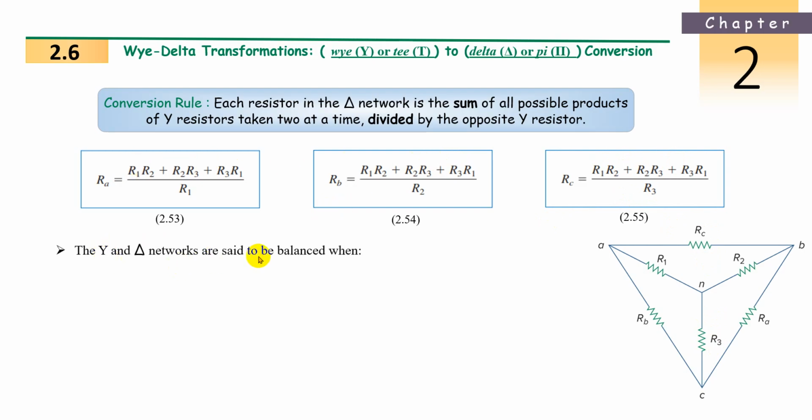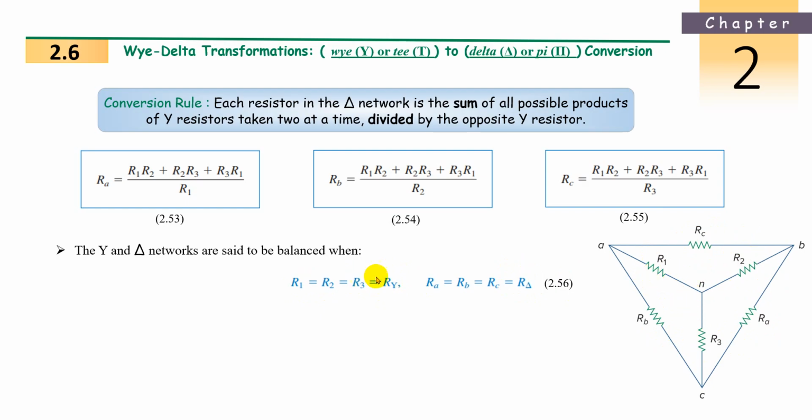Y and delta networks are said to be balanced when R1, R2, R3 are the same, given by RY, and RA, RB, RC are the same, given by R delta. RA, RB, RC belong to the delta network, and R1, R2, R3 belong to the Y network.